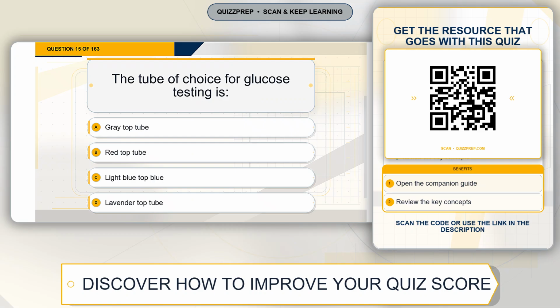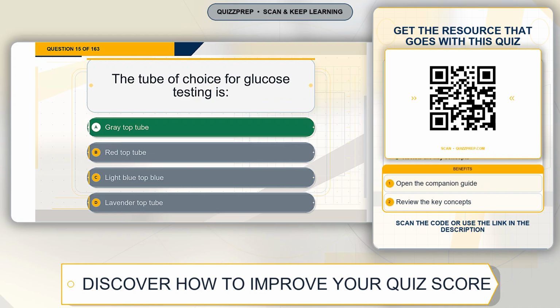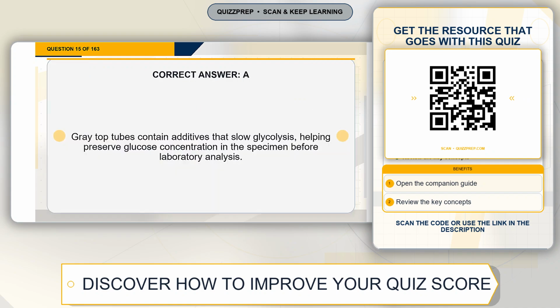Question 15. The tube of choice for glucose testing is Option A, gray top tube, Option B, red top tube, Option C, light blue top tube, Option D, lavender top tube. The correct answer is Option A, gray top tube. Explanation. Gray top tubes contain additives that slow glycolysis, helping preserve glucose concentration in the specimen before laboratory analysis.